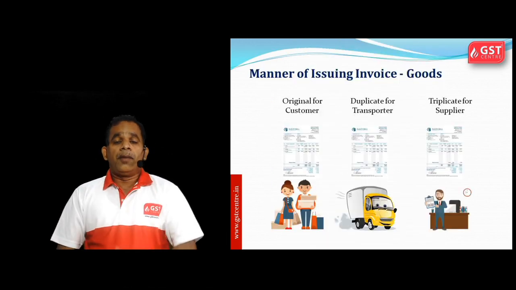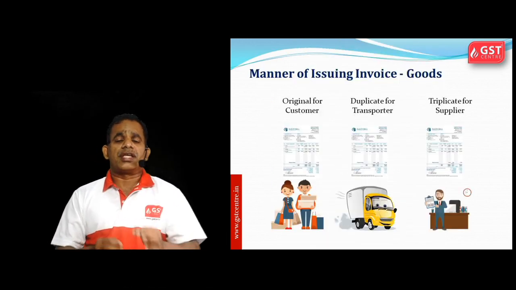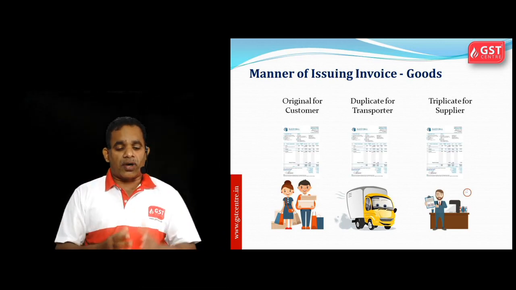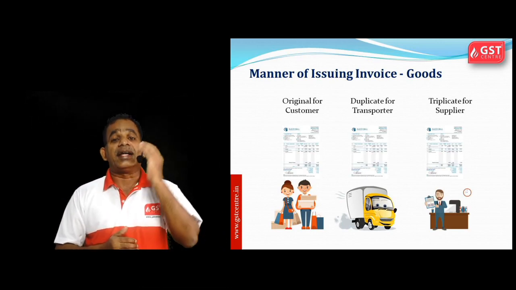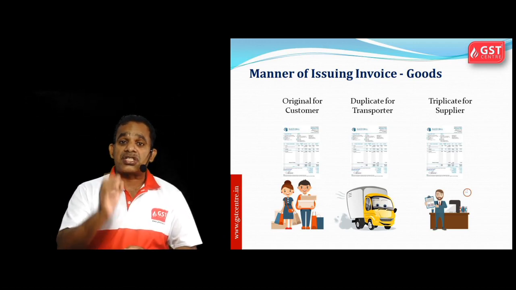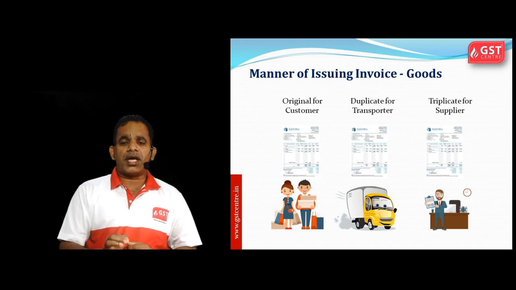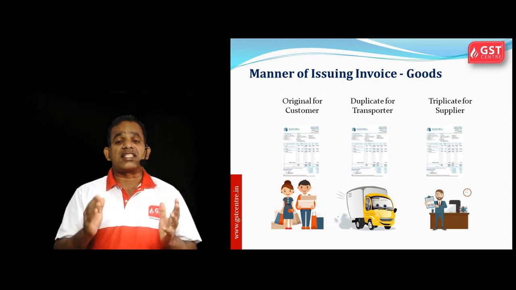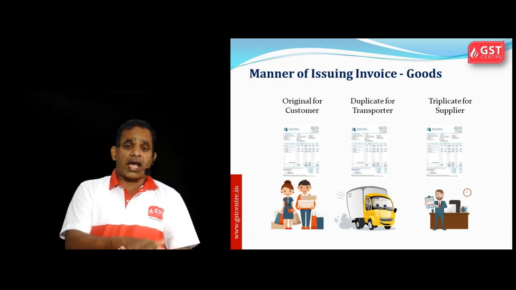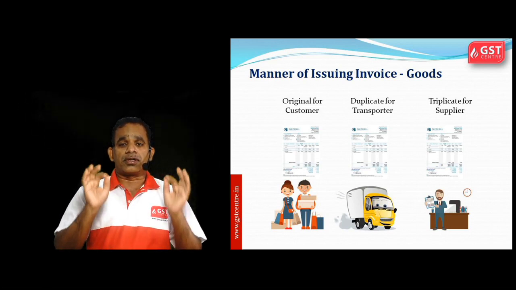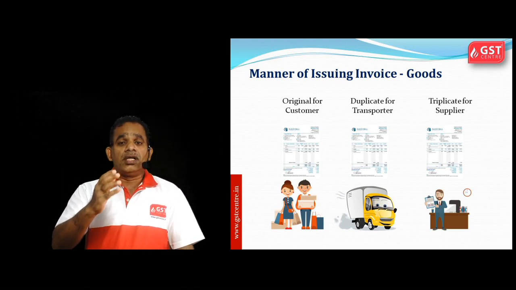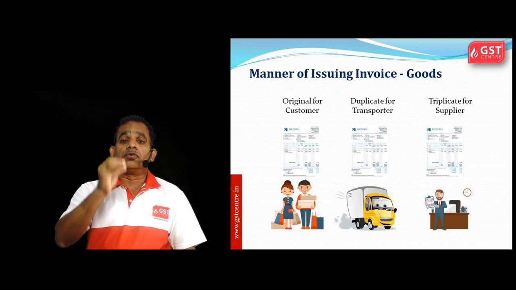Then manner of issuing invoice in case of goods. See, there are 3 copies. One is original, then duplicate and triplicate. The original invoice should be issued to the customer. The duplicate should be issued to the transporter, and triplicate should be filed and kept in record for the company or the business. So there are 3 copies of the tax invoice in case of goods.